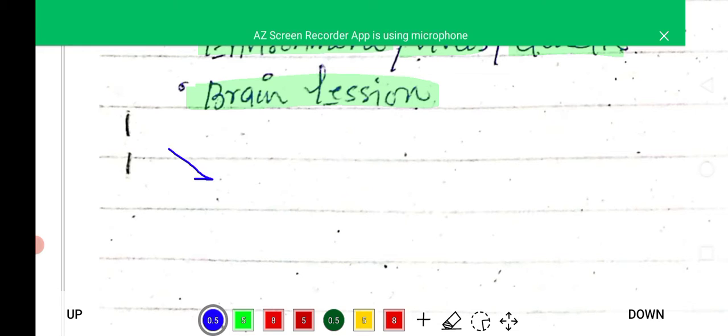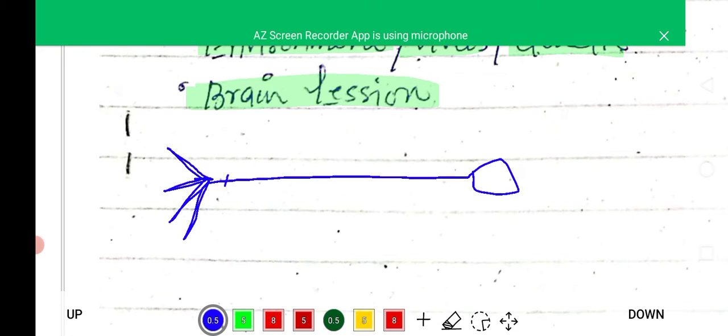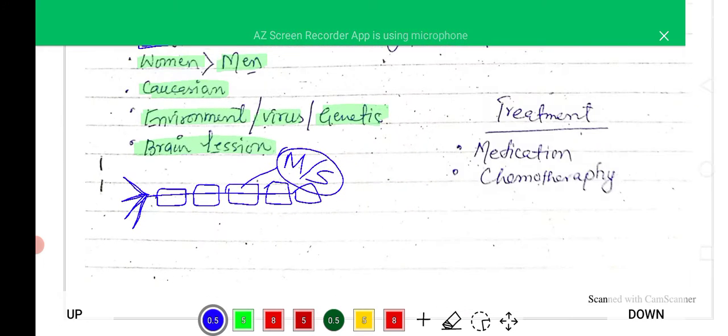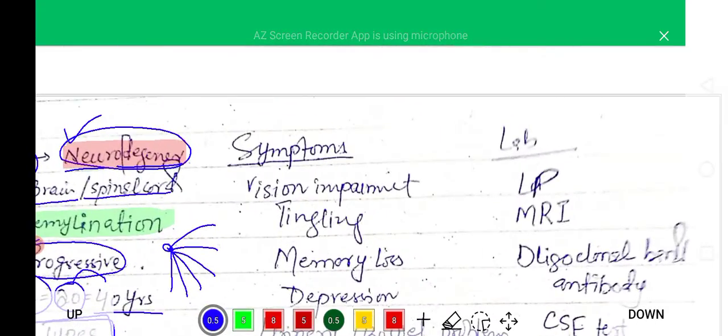Now let's suppose this is a neuron, and this neuron is surrounded by a myelin sheath. In this disease, this myelin sheath is lost. That's why we call it a demyelination disease. So in this way, multiple sclerosis occurs.